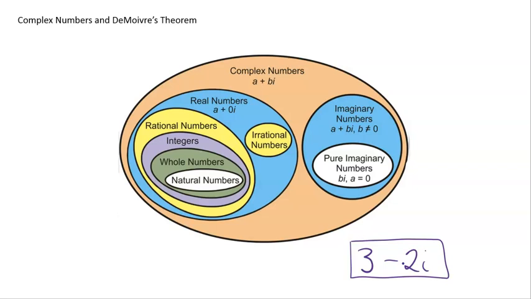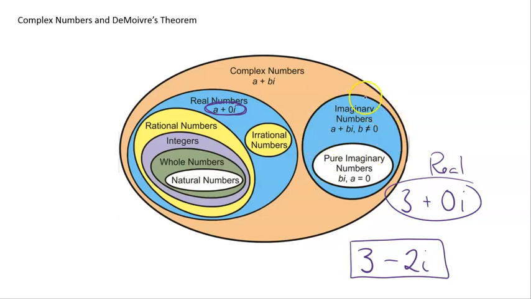If the 2 happens to be a 0, so 3 plus, let's say, 0i, that's actually considered a real number because the imaginary part is 0. Okay, so notice that's listed in my diagram here, right here, a plus 0i. All real numbers are of that form.